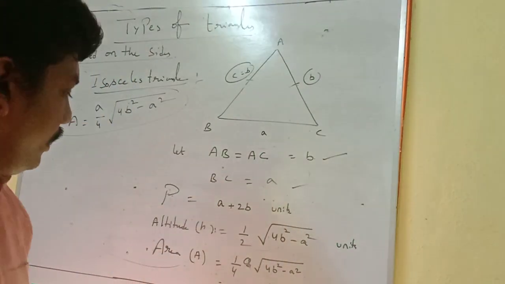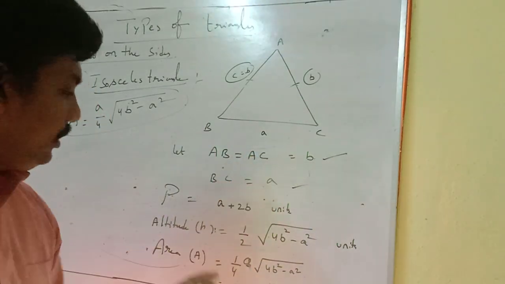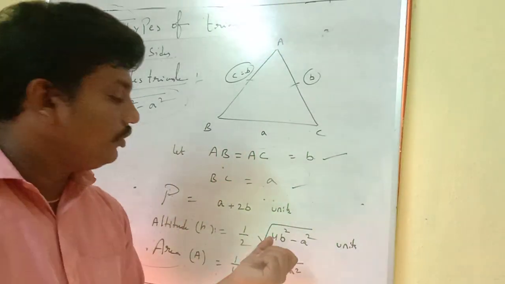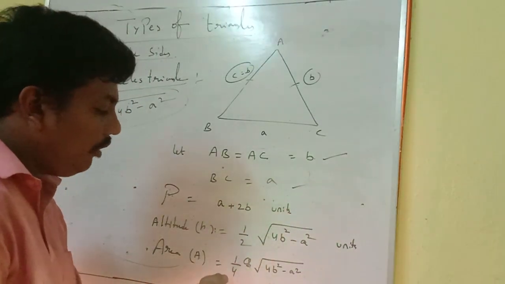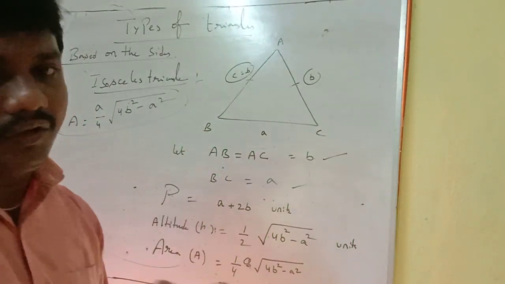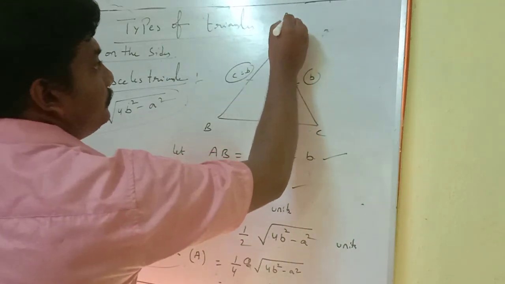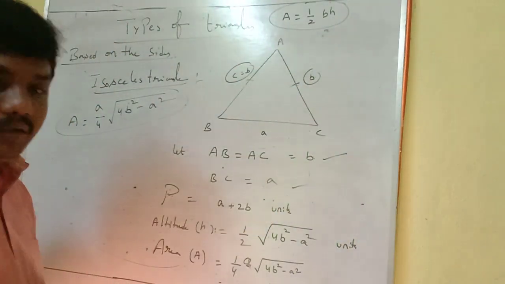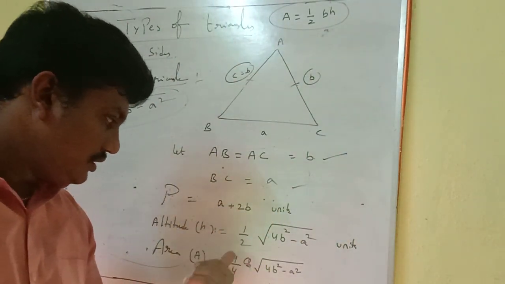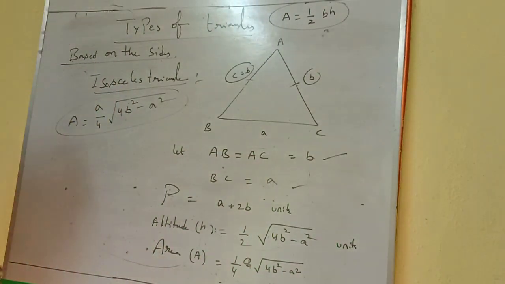That is the perimeter. Now coming to altitude. The altitude formula we can derive later. Now altitude h is equal to half into root of 4b square minus a square. Then area is equal to half into base into height, which is the general formula of any triangle. Area of triangle is half bh. That general formula we can use. That means half into half, 1 by 4, into a into root of 4b square minus a square. So like this we can write the isosceles triangle area.